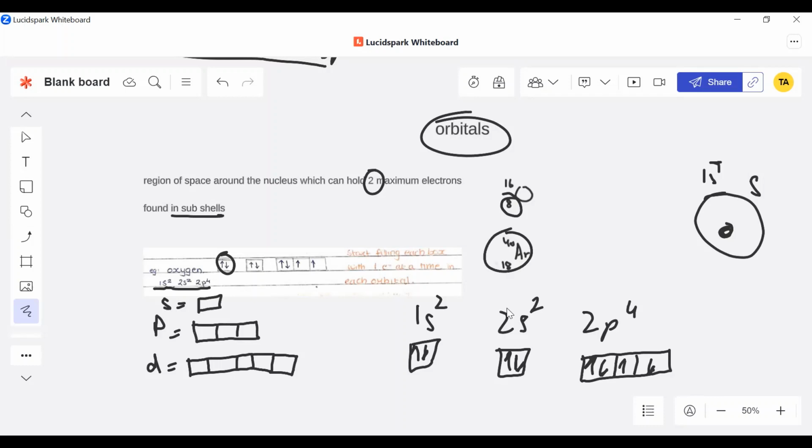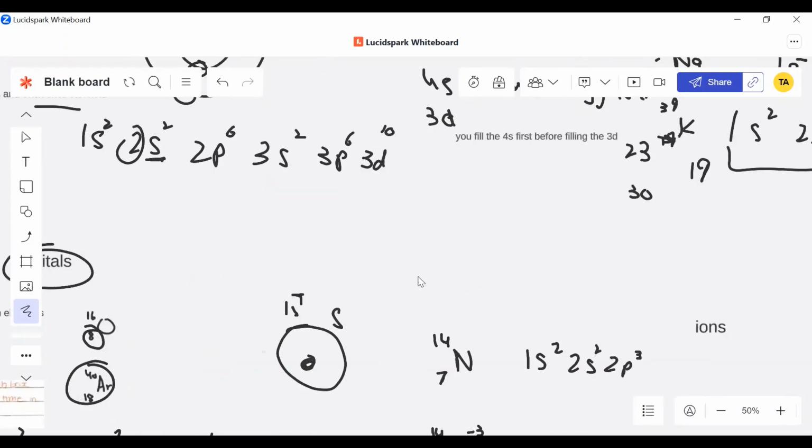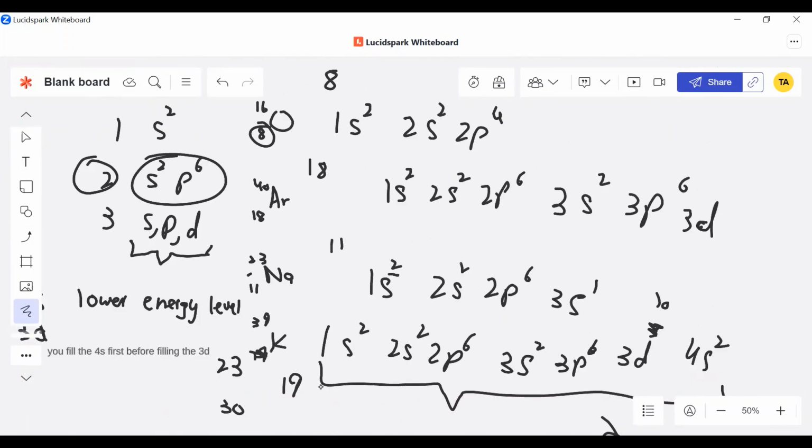So let's do another example, argon. So let me just go here and copy the configuration of argon.